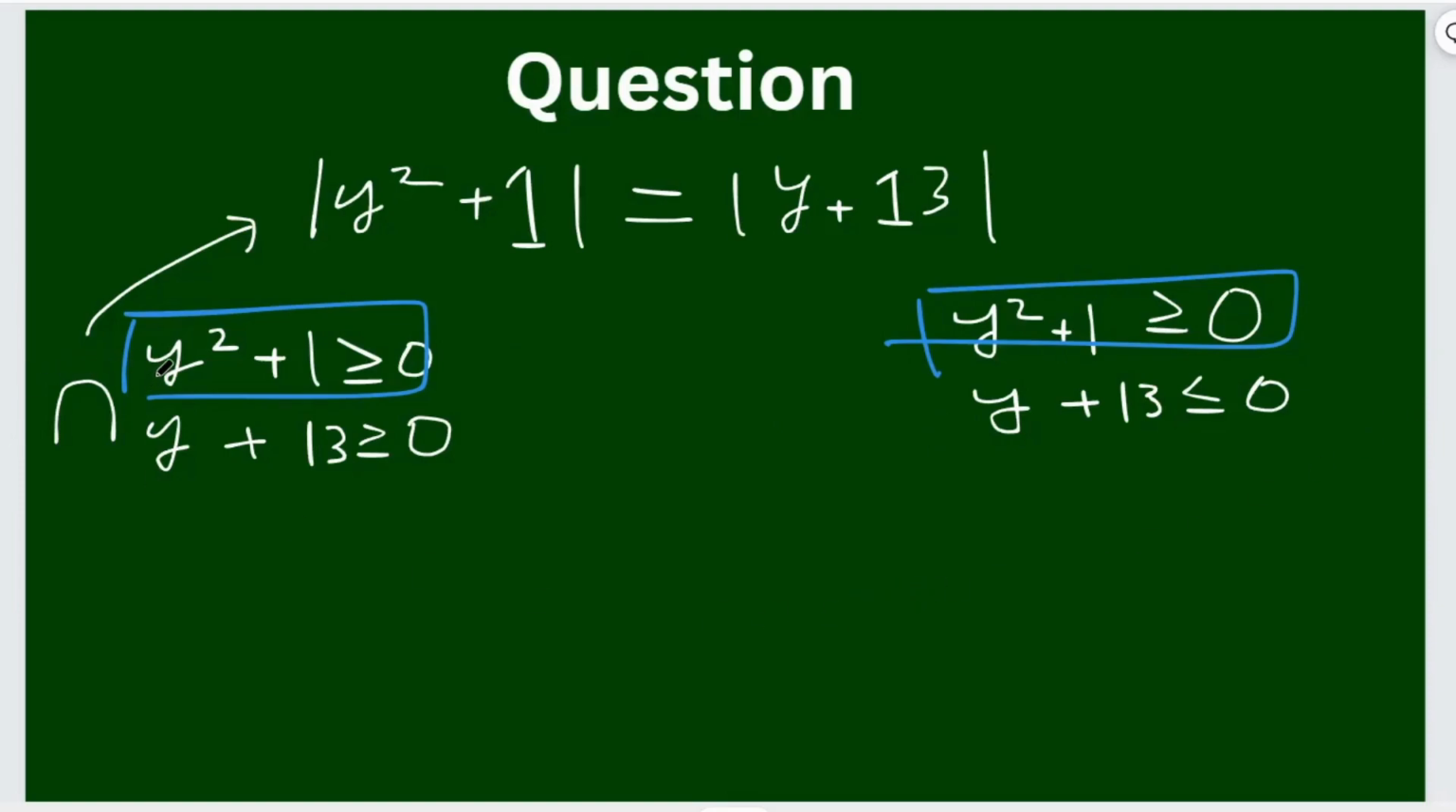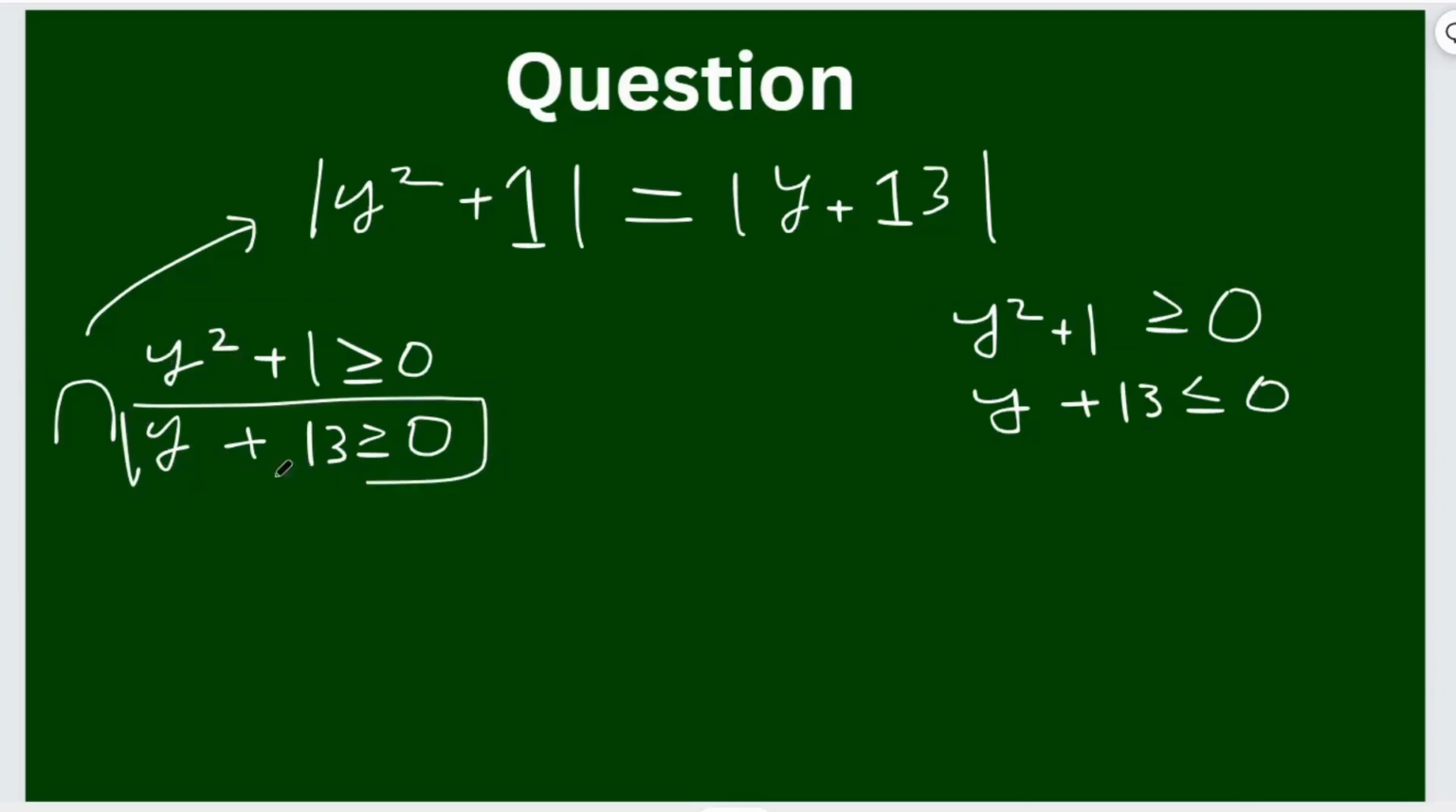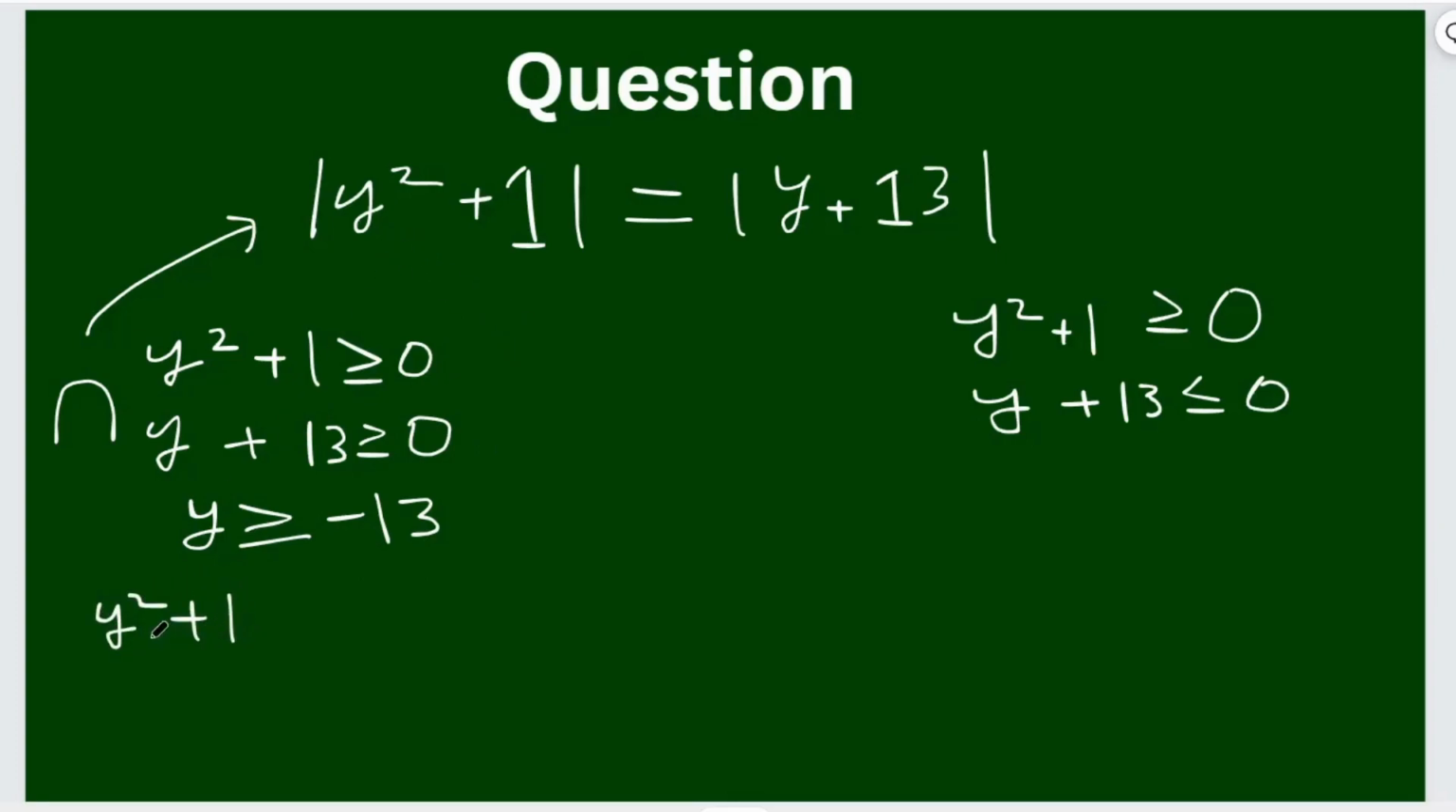So here in this case, if you take this part and you move 13 to the other side, well then y is therefore greater or equal to negative 13. So this condition has to be met. We're just going to write this in this form. So now that you've considered the cases, you can now take out the absolute values. So then you write y squared plus 1 is equal to y plus 13. And now you want to move everything to the left side.